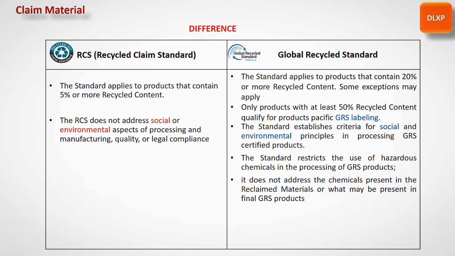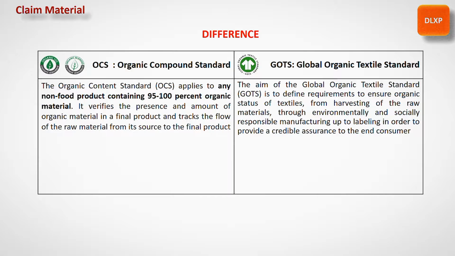Here we can discuss the difference between the OCS and GOTS. The Organic Content Standard OCS applies to any non-food product containing 95 to 100% organic material. It verifies the presence and amount of organic material in the final product and tracks the flow of the raw material from its source to the final product.